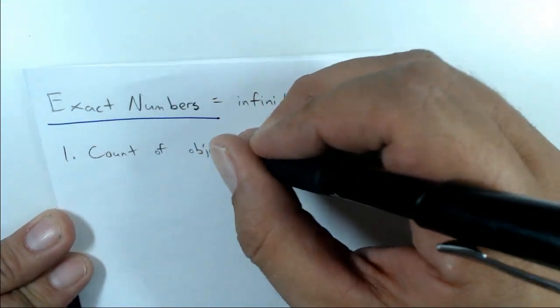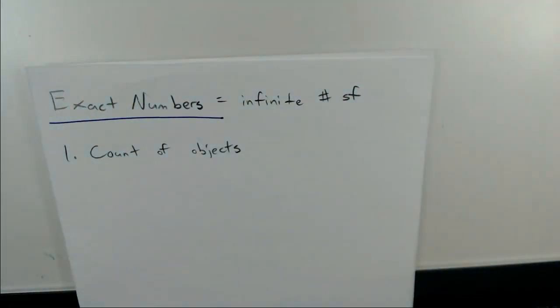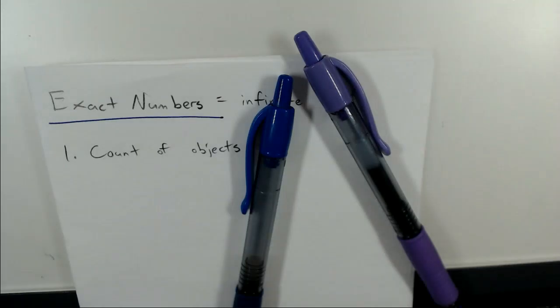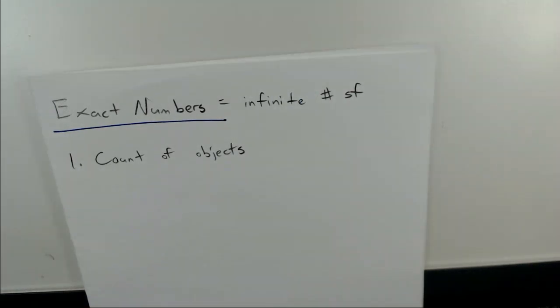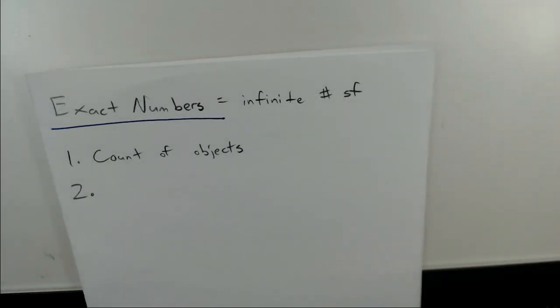So count of objects. For example, if I say that I have 2 pens, would it make sense to say that I have 2.0 pens when I have exactly 2 pens in my hand? It does not make sense to say extra decimals with that, does it? So we just say that number 2. That number 2 is considered to be an exact number because I have exactly 2, and it has an infinite number of significant figures in it. And you shouldn't specify exact after it either. You just say 2. Right.